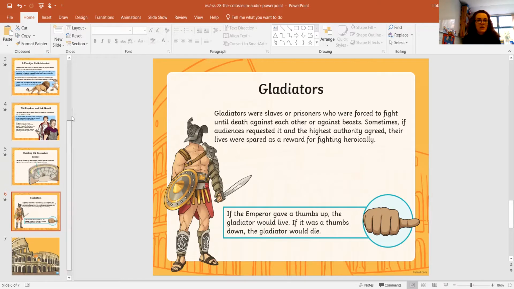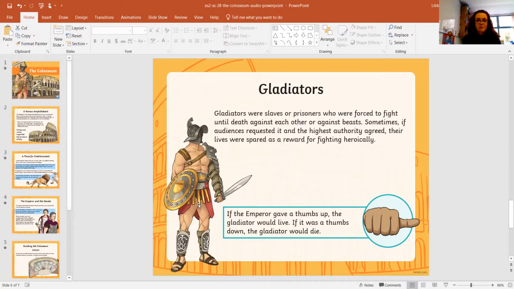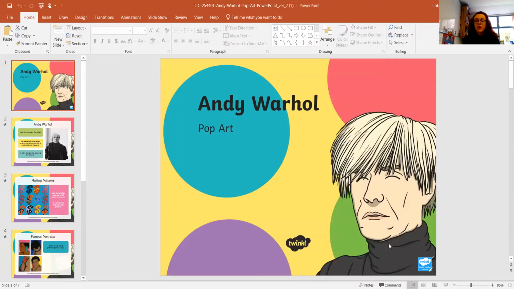So now we know about the Colosseum, I'm going to show you some information about an artist called Andy Warhol. So you might have heard of him before. You might recognize some of the things that I'm going to show you, because we're going to do a picture of the Colosseum, but we're going to do it in the style of Andy Warhol.